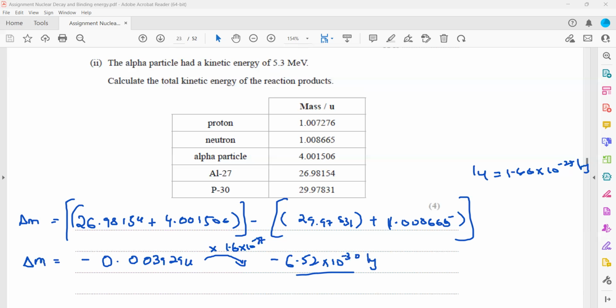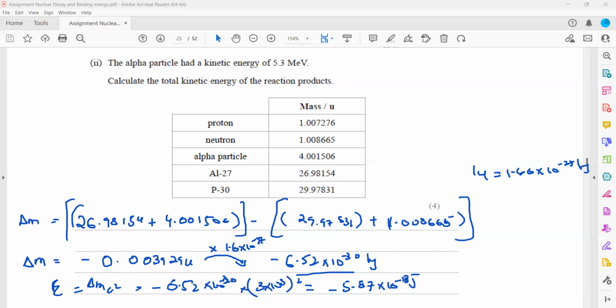Now we work out how much extra energy is needed. E equals mc squared, so delta m times c squared. So this was minus 6.52 times 10 to the power minus 30 times the speed of light squared, so 3 times 10 to the power 8, squared. This is the extra energy which we need. We need 5.87 times 10 to the power minus 13 joules.